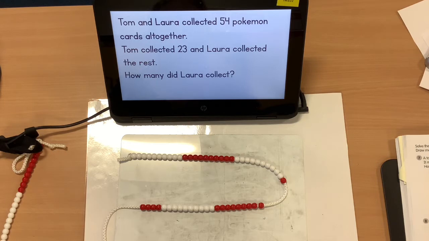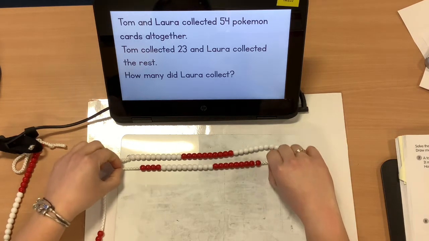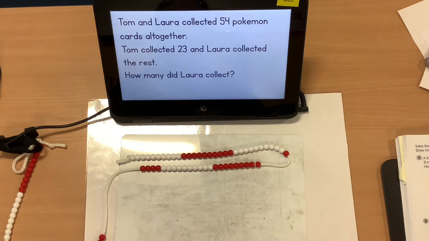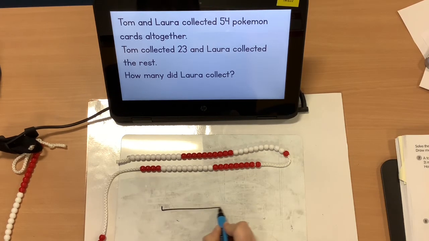So hopefully you had a go at drawing the bar. Let's look at the bar together. Now the first thing we did with our bead string was make sure that we had 54 Pokemon cards all together. So we know that that is our starting amount, that we have 54 Pokemon cards all together.